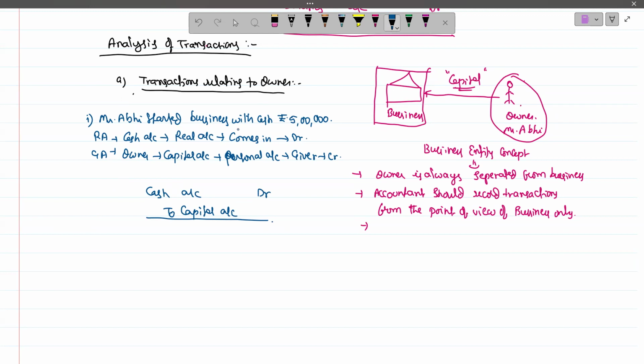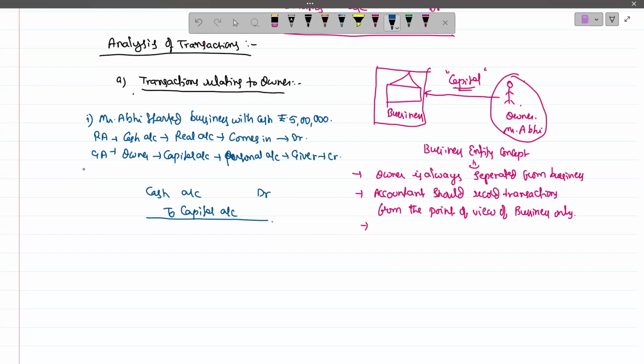So the real account rule is: debit what comes in, credit what goes out. Here cash comes into the business, so that account is debited. And there is no giving aspect. If the giving aspect is missing, then think about who is the giver. In the same way, if there is no receiving aspect, then think about who is the receiver.